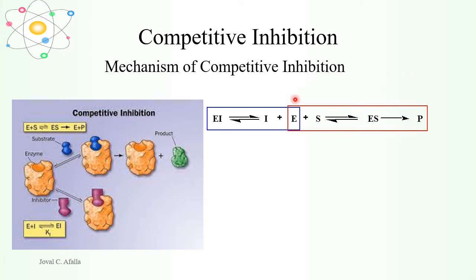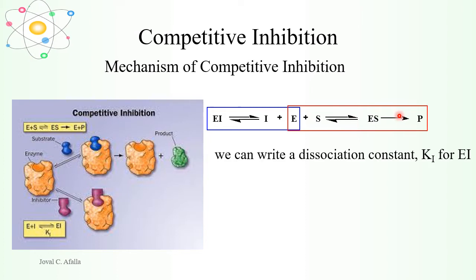Okay, so highlighted here in red is the regular Michaelis-Menten mechanism, enzyme plus substrate in equilibrium with the enzyme substrate complex, and then it forms the product. However, in the presence of the inhibitor, another equilibrium complicates this equation. The presence of the inhibitor essentially reduces the concentration of your enzyme that's available to the substrate. We can write a dissociation constant K sub I for the enzyme inhibitor complex. Recall, you should be able to write this from your analytical chemistry and writing K_eq expressions.